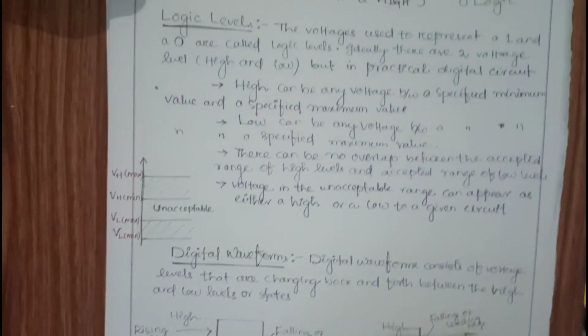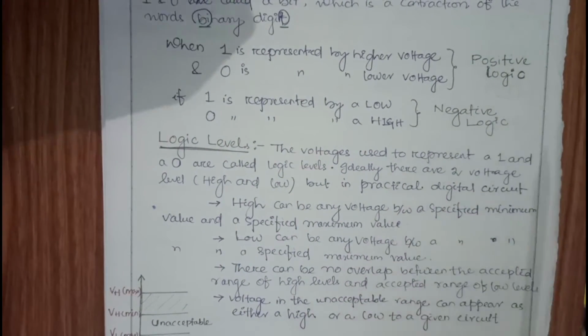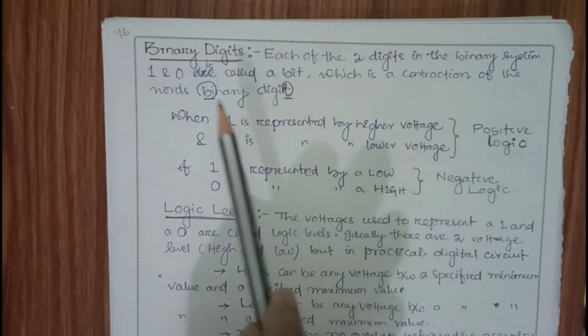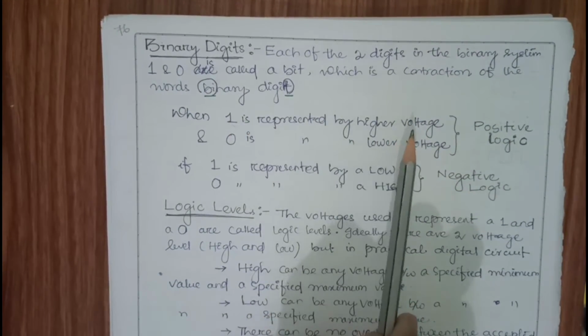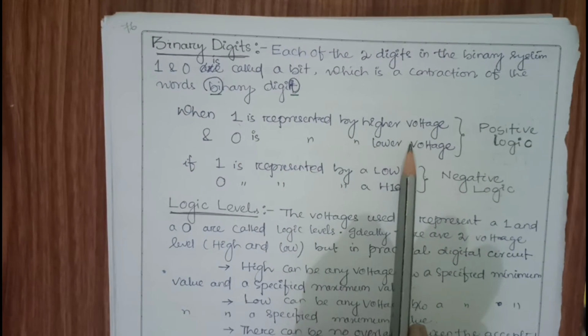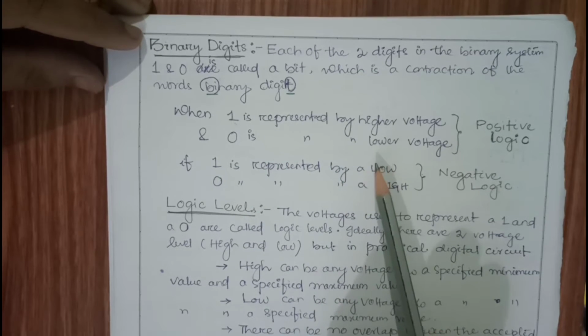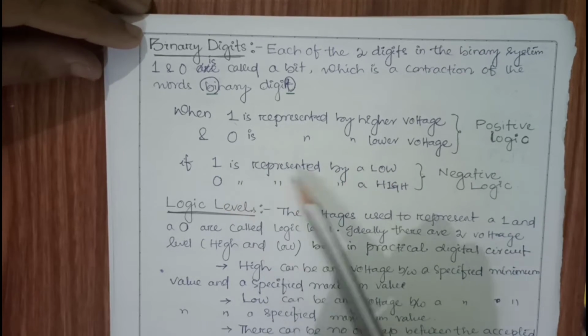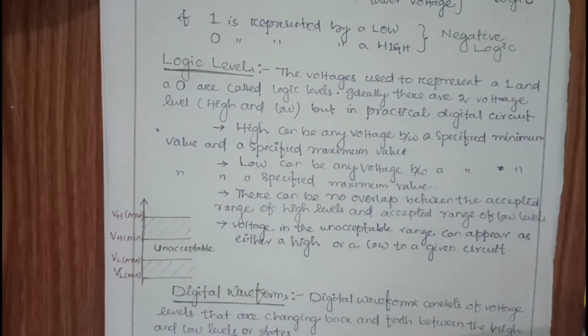Now here you see, for positive logic, 1 will be represented as a higher voltage and 0 will be represented as a lower voltage. Similarly for negative logic, 1 will be the reverse, nothing but low, and 0 will be represented by high voltage. So these high and low are nothing but logic levels.